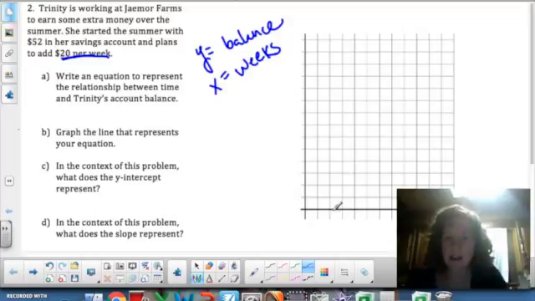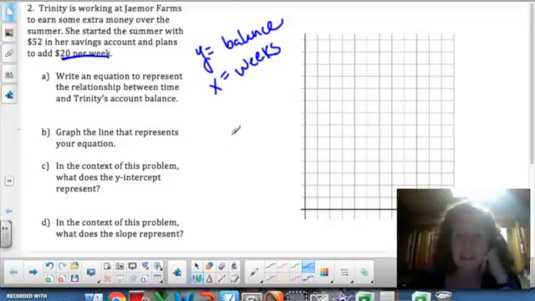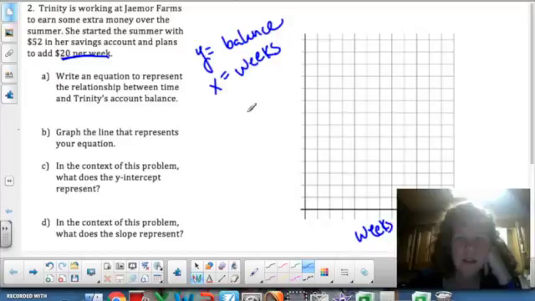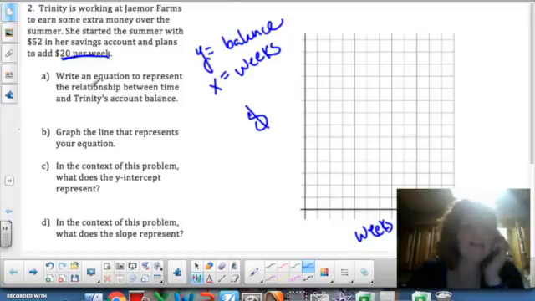So if you think about science class, your independent variable is the thing that you get to control. We're controlling how many weeks go by. The balance is going to be what it is based on how many weeks have gone by and how long she's been saving money. So the balance is depending upon the week, which means it's the dependent variable. And your dependent variable is always going to be y. So label your axes. This is going to be weeks. This is going to be your money. Because x-axis, y-axis.